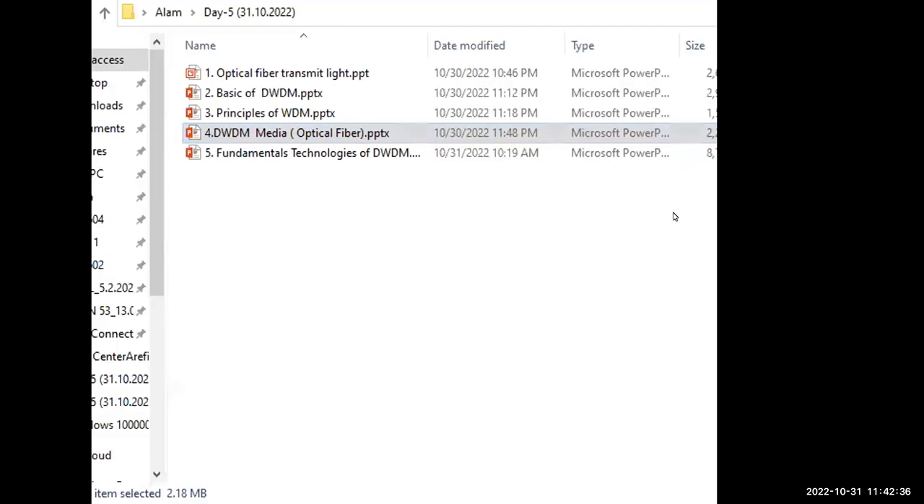When we calculate the budget, if you are clear about patch code loss and another splicing loss, in future I have explained what the procedure is to calculate the budget for a link. That is link budgeting. Once you design your transmission network, you have to budget your link. So yes, I hope Alam bhai is talking about that.